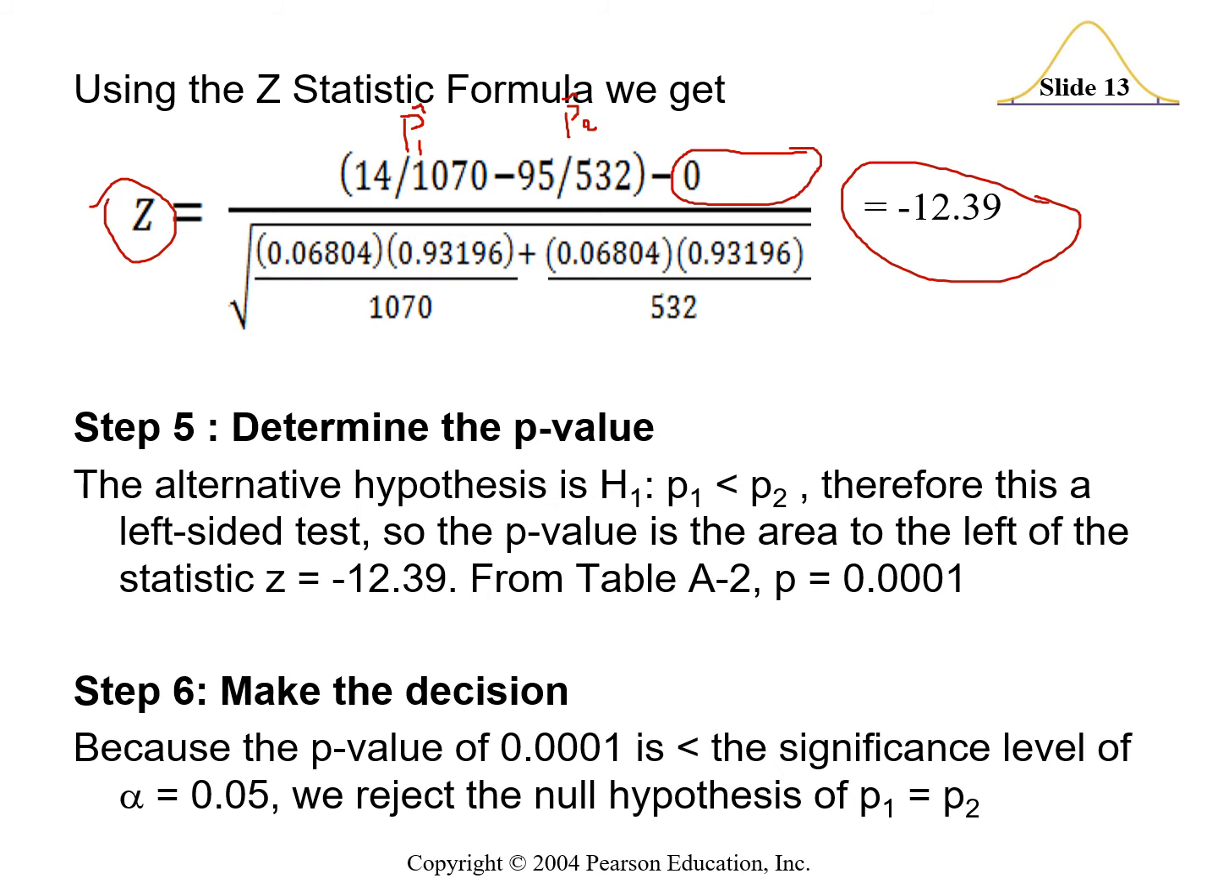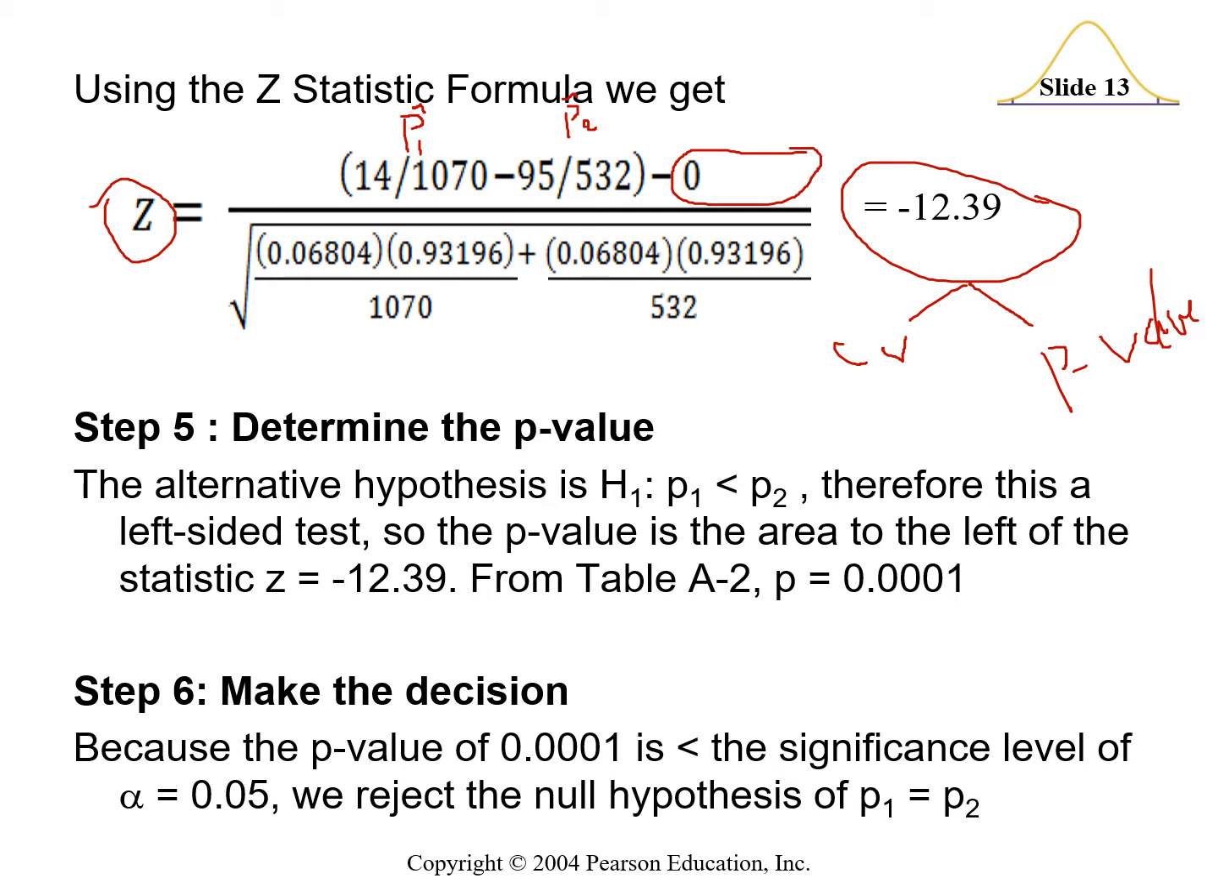Please check the calculation and try to do it by yourself. The final answer is minus 12.39. As we saw in the previous lecture, we have two approaches to making a decision. Number one is critical region and critical value, and number two is the P value. Both approaches give the same conclusion. Let us see the P value.